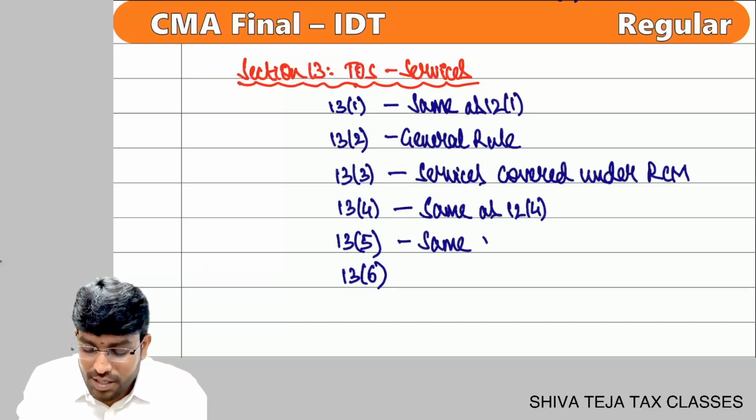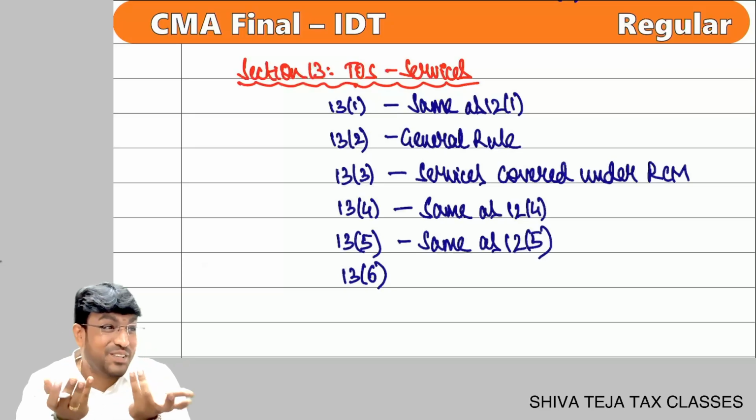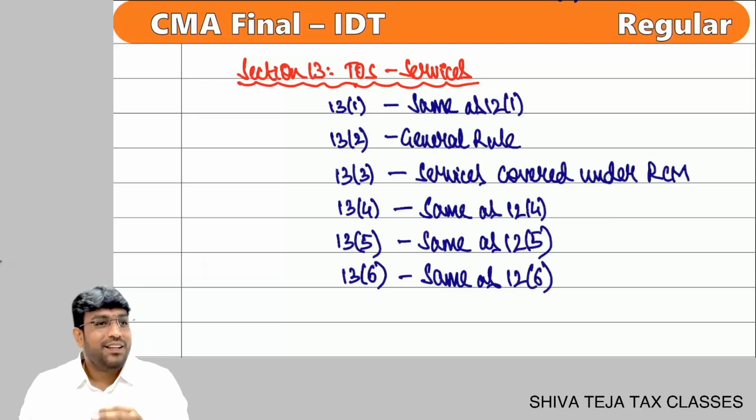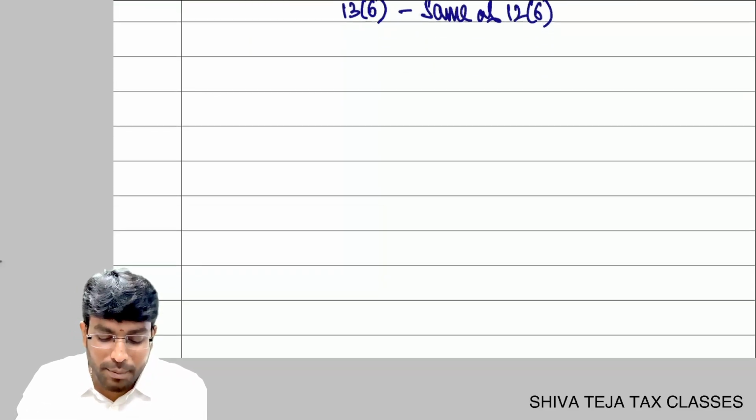13.5 is the same as 12.5, residual case. 13.6: addition in value by way of interest, late fee, penalty charged by supplier from recipient. Time of supply will be the date when the addition in value is received. So what we have to learn is only the general rule and RCM. That is done. Section 13 is over. Not finished. Are we clear? See now, let's talk about 13.2.